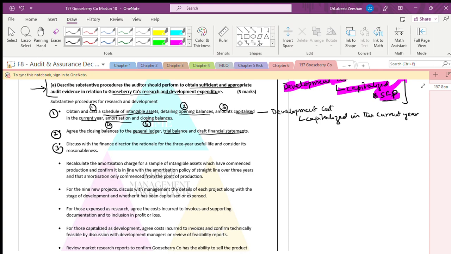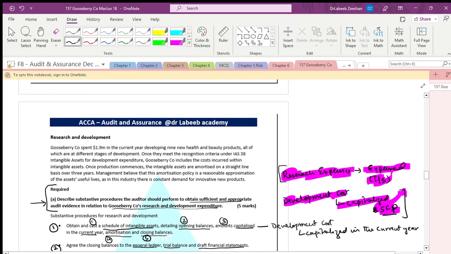And discuss with the financial director. What do they say? See the thing. In this way, Gooseberry has spent 1.9 million in the current year. They say that they are developing 9 new health and beauty products which are at different stages of development. Once they meet recognition criteria as per IAS 38 in terms of intangible assets for development, Gooseberry includes the cost incurred within intangible assets. They say that they are in the process, they spend how much?